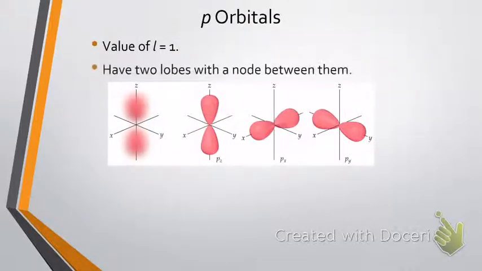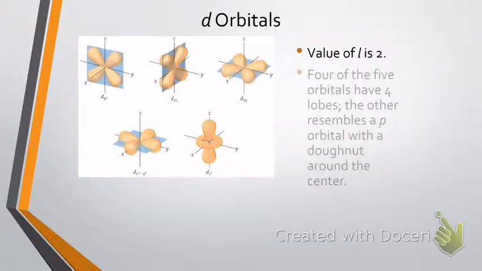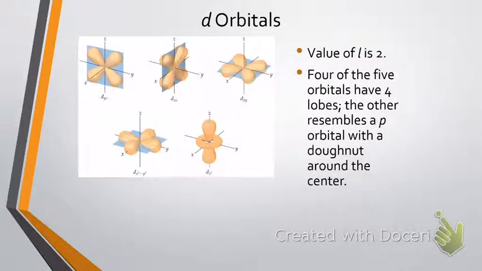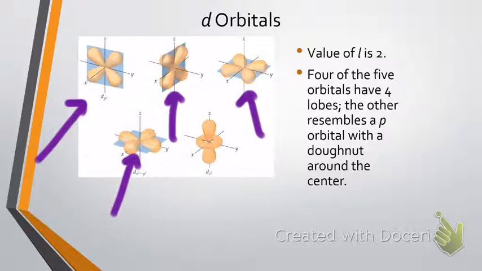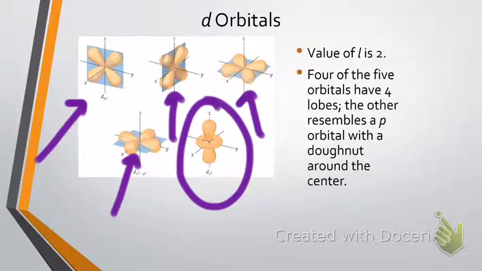P orbitals have 2 lobes with a node in between them, and that's why, to me, they always look like dumbbells. So we can have them along the x, y, and z axis. The d orbitals are when L is equal to 2, and there are 5 possibilities. You do not need to be able to draw these, but 4 of them are the kind that have 4 lobes. And the 5th one, to me, looks like a donut with a dumbbell going through it, or a pacifier for a baby. But once again, they just have these really odd shapes.